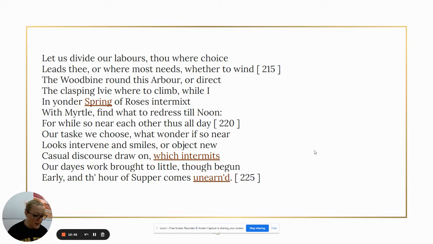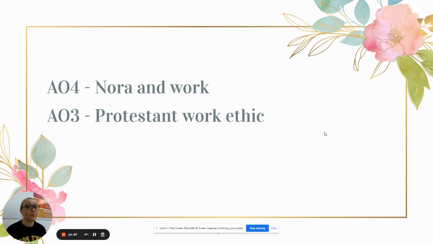And that idea of the supper not being deserved because they haven't worked hard enough does tie into that whole Puritan work ethic. So the argument that Eve is putting forward is one that would have been recognised at the time as being quite a valid one, actually. So we might want to make a link here to Nora and work.